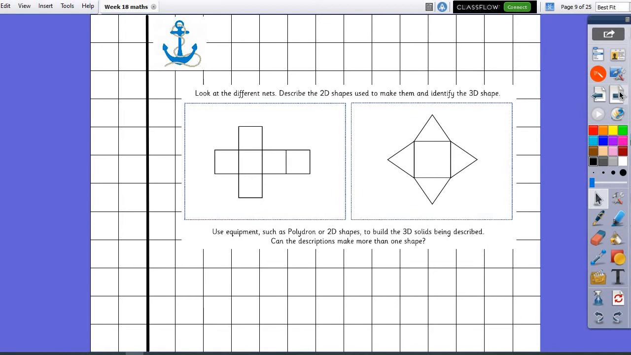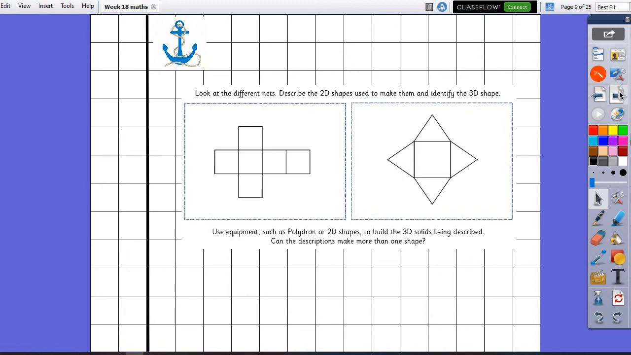So if you could, then you need to think, what sort of shapes are they here? Now it says here, use equipment. Now I know this is quite difficult if you're at home, well, 2D shapes to build a 3D solid being described. Okay, can the descriptions make more than one shape? So think about the net that you've got here. So we know from our properties that a 3D shape that has 6 faces, all identical, we know what that would be. I'm not going to give you the answer. I want you to think about that, okay?